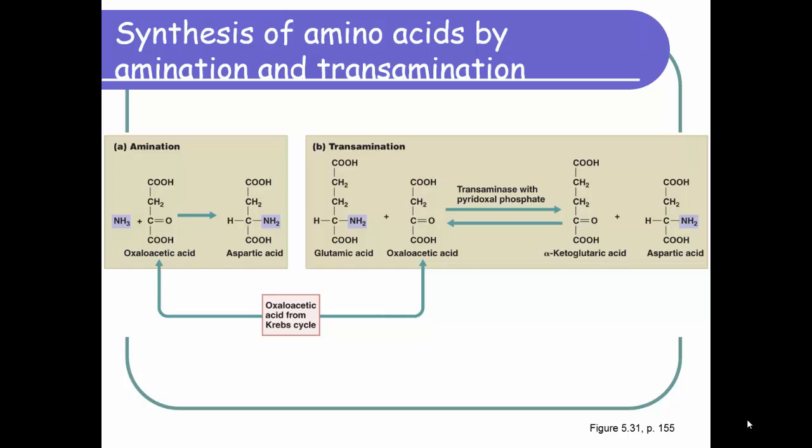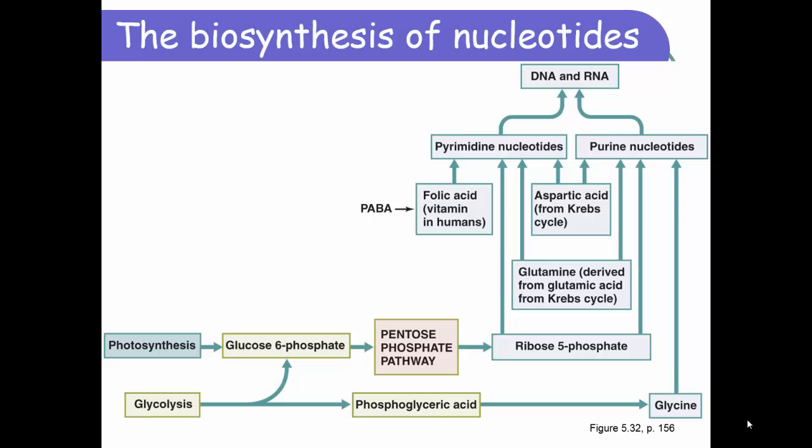So I can take oxaloacetic acid, add ammonia, NH3, and form aspartic acid through amination. Transamination, I'm simply going to take one amino acid, take the amine group off it, put it onto oxaloacetic acid, and form aspartic acid plus alpha-ketoglutaric acid. For the biosynthesis of nucleotides within cells, the pentose phosphate pathway is going to play a large role in the production of ribose 5-phosphate that then will allow us to form the pyrimidine and purine nucleotides that make up DNA and RNA.